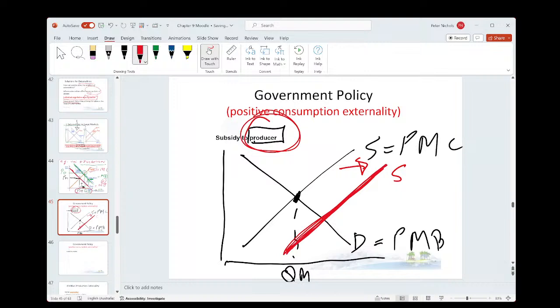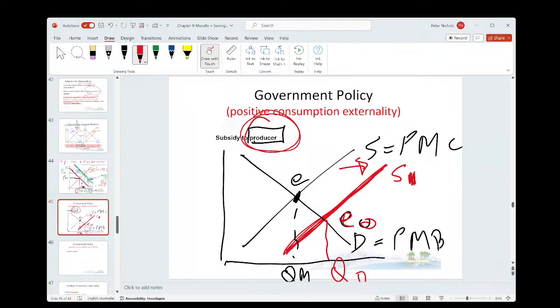The supply curve would move to the right, and the equilibrium would move from E to EO. I'm going to do EO in red. EO. It's going to move. The number of students will grow. Why will the number of students grow?